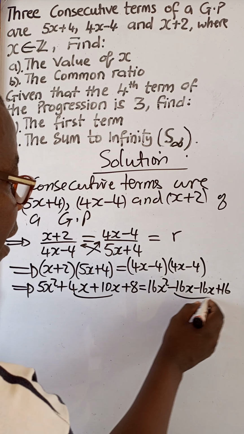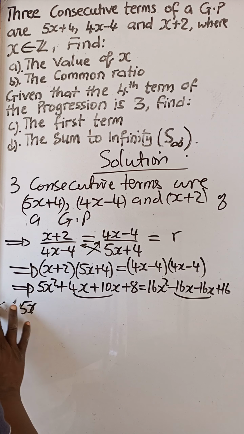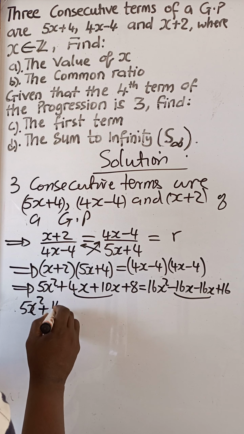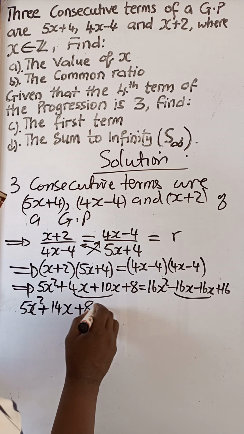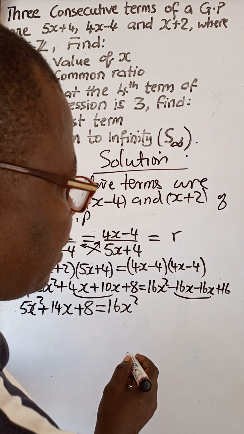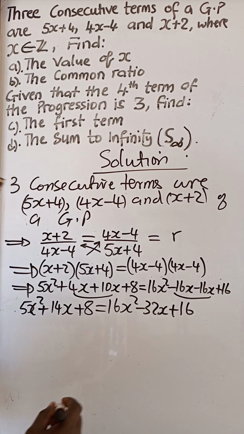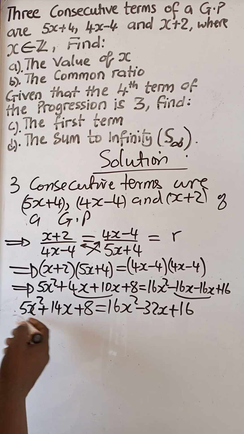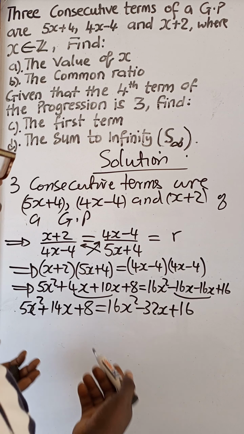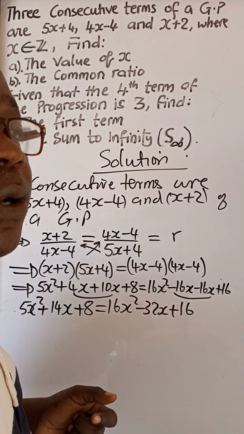Let's first of all handle these like terms that are there. So this means we have 5x squared, 4x plus 10x, 14x plus 8 is equal to 16x squared, negative 16x minus 16x gives us negative 32x plus 16. All right. When we have a quadratic expression equal to another quadratic expression, to solve for the variable x it is always wise to take everything to one side and then have 0 on the other side.